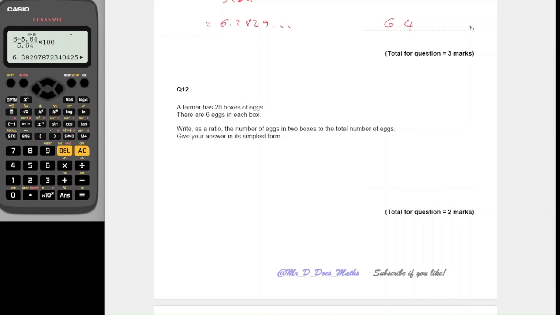So in effect, that's going to be a bit of a weird question. Number of eggs in 2 boxes would be 2 times 6. The total number of eggs in all of the boxes would be 20 times 6. So that would just be 2 to 20, which would be 1 to 10. So the 6 is actually irrelevant in this question.